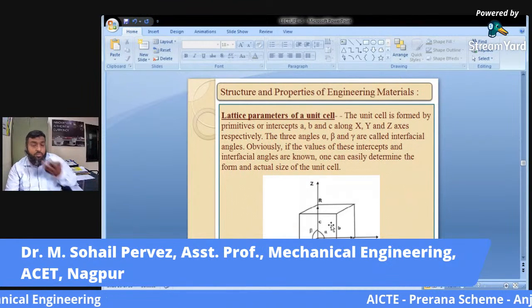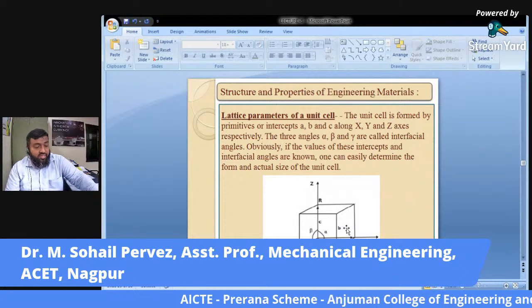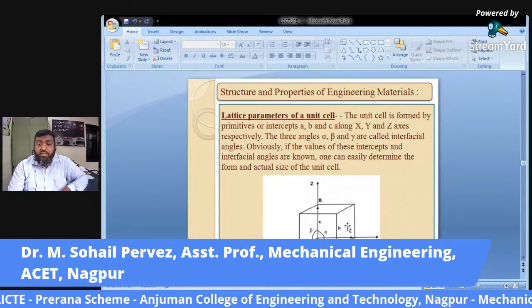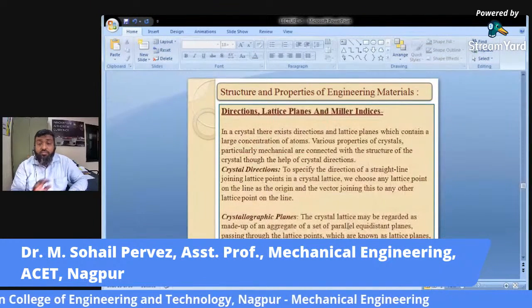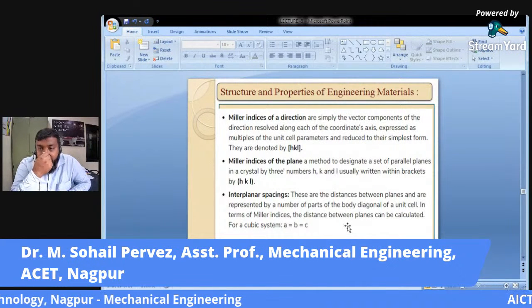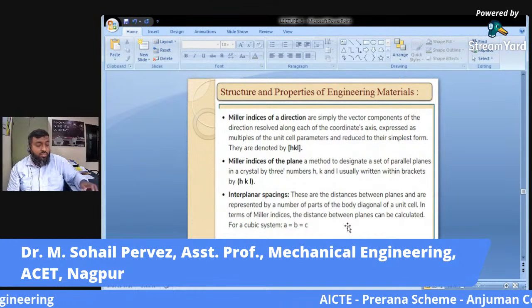So based on this, we can say that these are nothing but the Miller indices, wherein we can designate parallel planes in a crystal by three numbers H, K, and L.